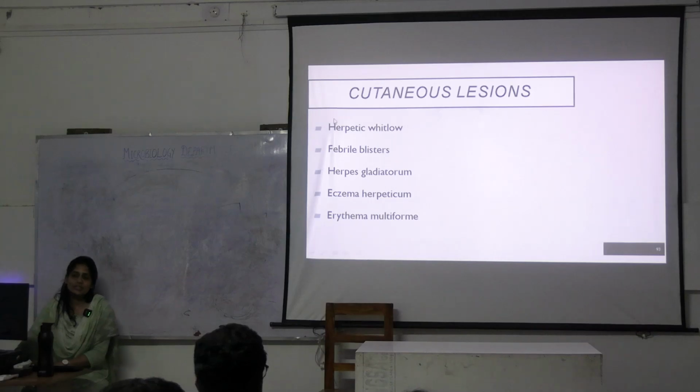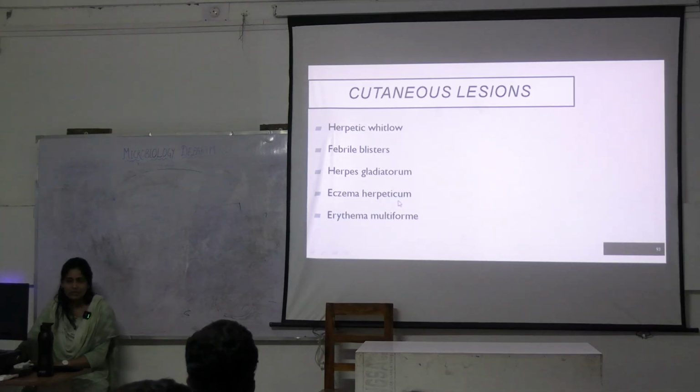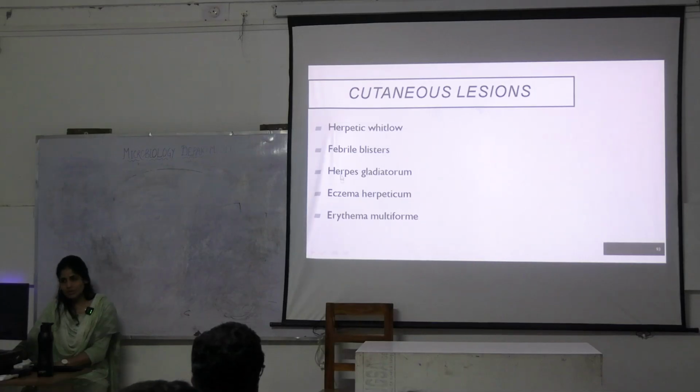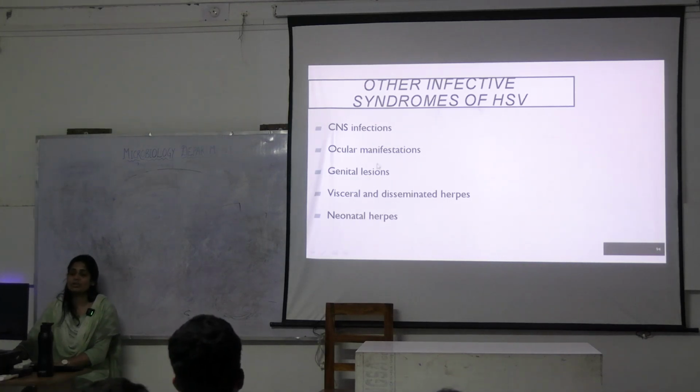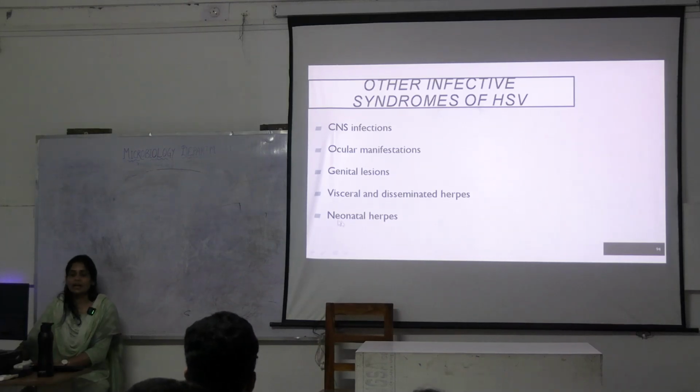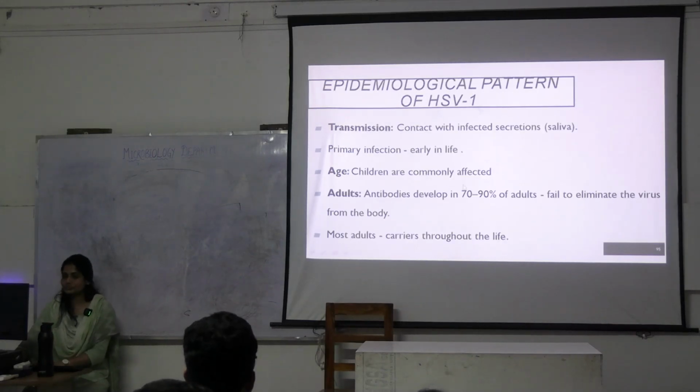Cutaneous lesions have these particular names. Just see herpetic, herpeticum in everything. You have to remember it like this: herpetic whitlow, herpes gladiatorum, eczema herpeticum, everything relates to herpes virus. What are the other infective syndromes that HSV can cause? They can cause CNS infections, ocular, genital, visceral and disseminated herpes in the body, and neonatal herpes.